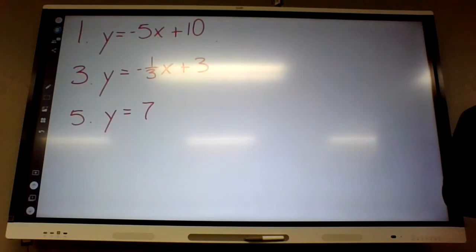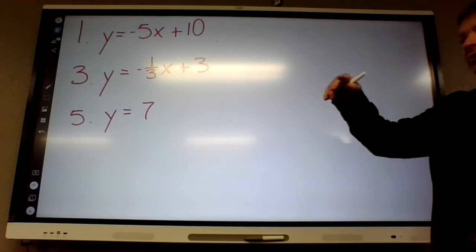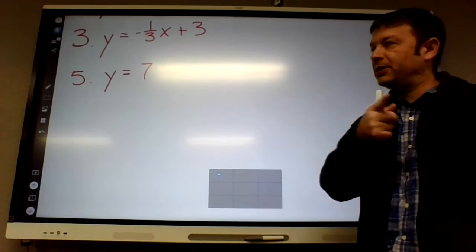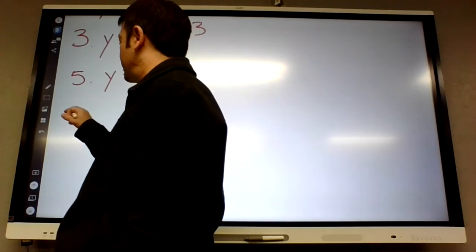Do you guys remember what that looked like on the graph? Horizontal line. Yeah, you go up to 7 on the y-axis and draw a horizontal line. And if it was just x equals, you go to whatever x equals on the x-axis and draw a vertical line.